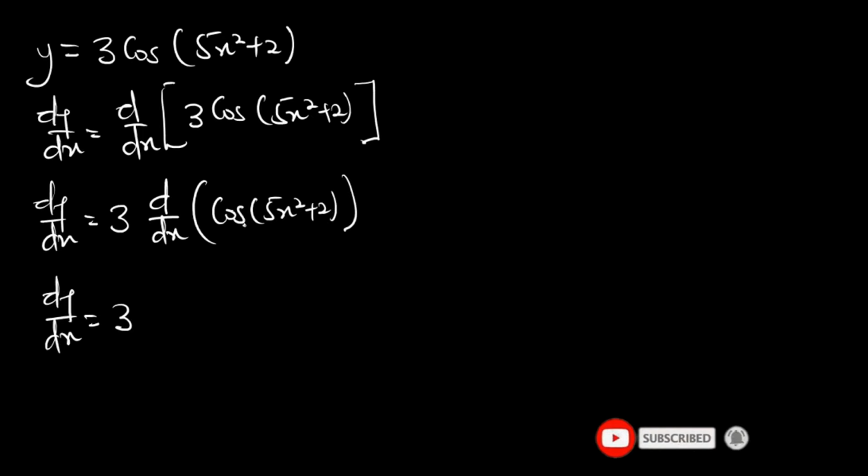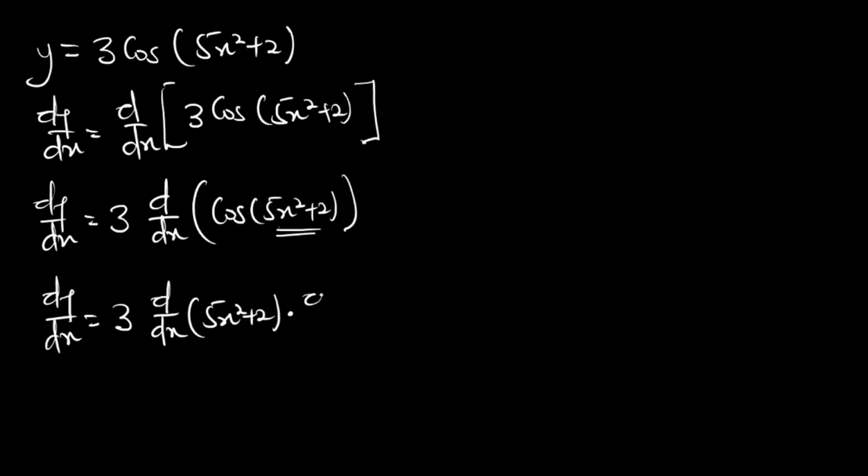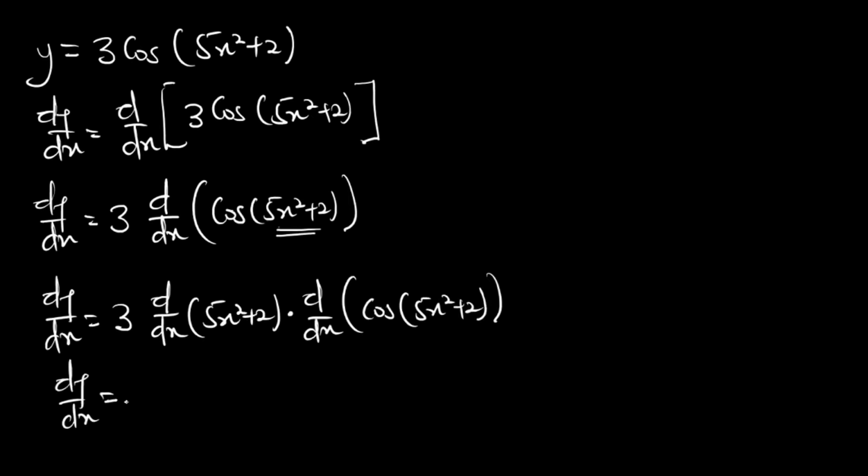Now just differentiating what I have in the bracket over here, I need to first of all differentiate what I have over here, and then I differentiate everything as a whole like we did earlier on. So it means I need to differentiate, which is what? d/dx of the function 5x² + 2, then multiply by what? d/dx of the function altogether with the cos, so cos(5x² + 2). So it means my dy/dx is equal to what? 3 multiplied by what? 5x² + 2.